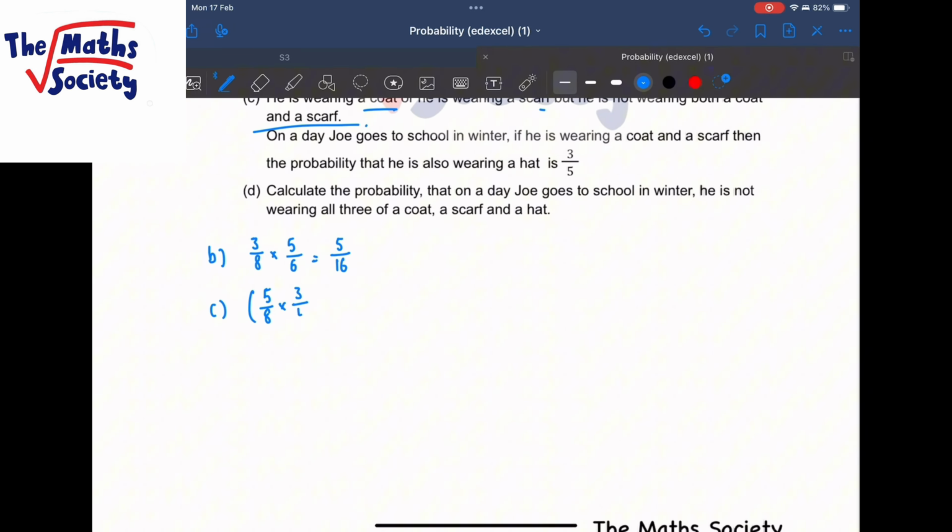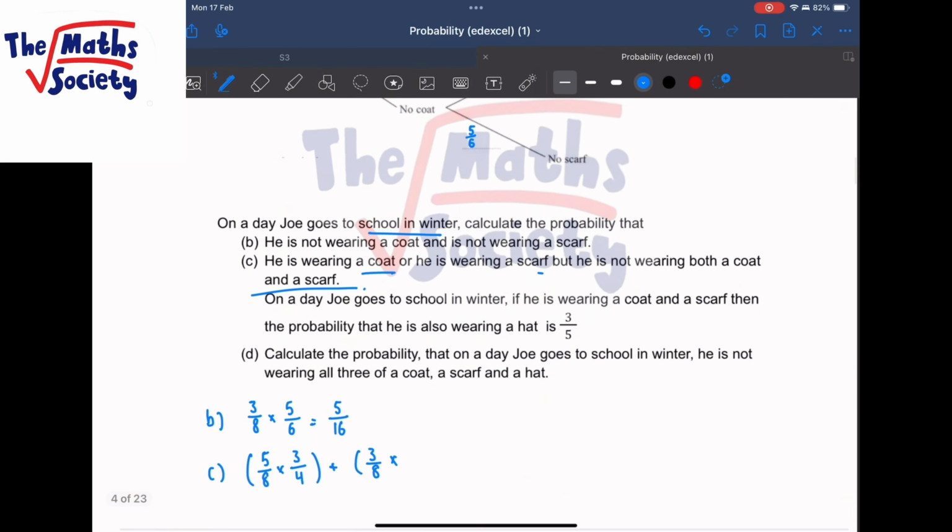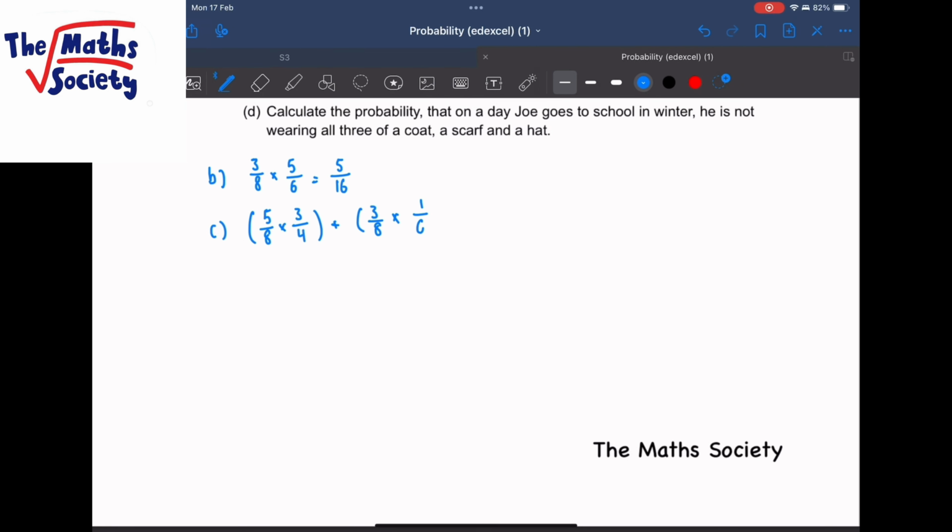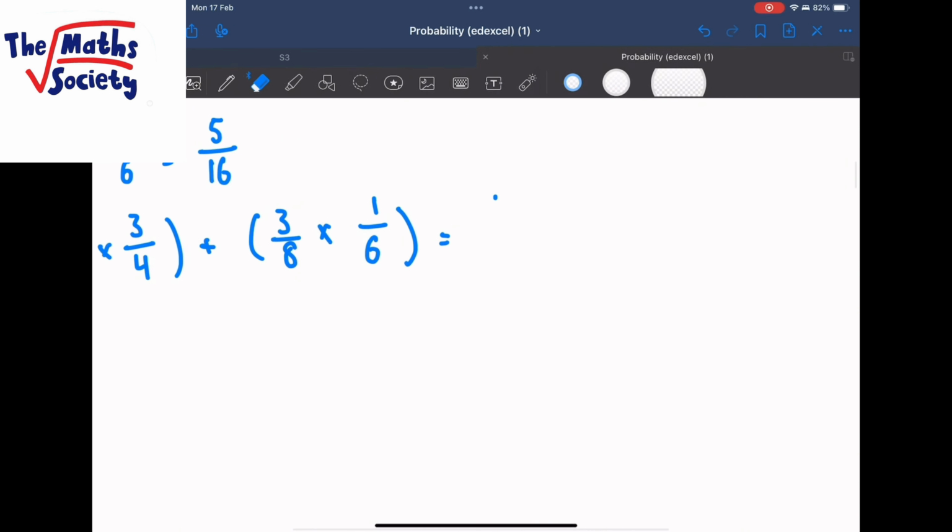And if he is not wearing a coat, which is 3 by 8, he will be wearing a scarf, which is 1 by 6. So if you add them together, you should get 17. Let me just write it again. You should get 17 by 32. That should be your probability.